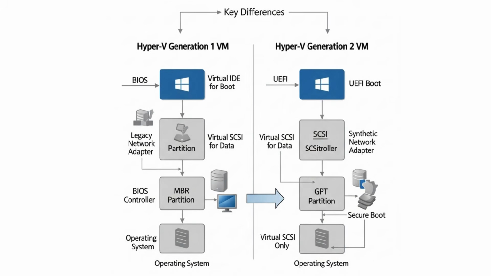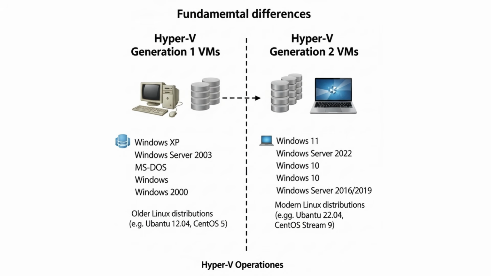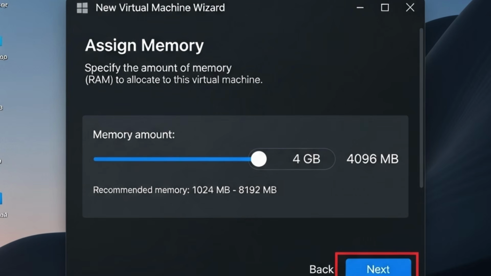Here's an important choice. Generation 1 or Generation 2. Generation 1 VMs use older BIOS-based boot and are compatible with older operating systems. Generation 2 VMs use UEFI boot and have better performance and security features, but only work with newer operating systems. For Windows 8.1, Windows 10, Windows 11, or modern Linux distributions, choose Generation 2. For older operating systems, stick with Generation 1. I'm selecting Generation 2 for my Windows 11 VM.